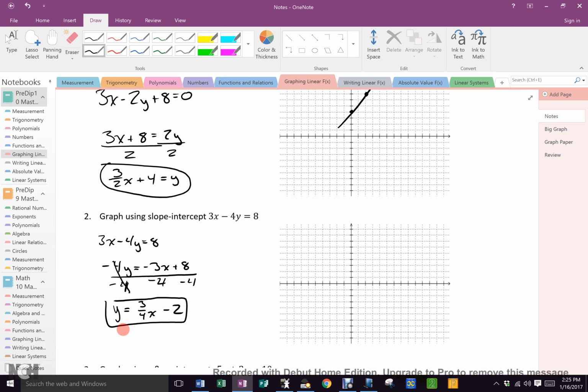Do I have to graph it? Do I need to graph that? Where do you start? Negative 2. Slope's 3/4. Up 1, 2, 3. Over 1, 2, 3, 4. Draw. Cool?